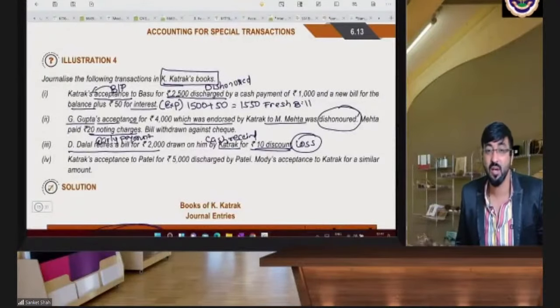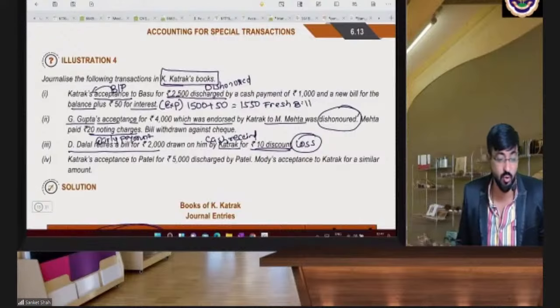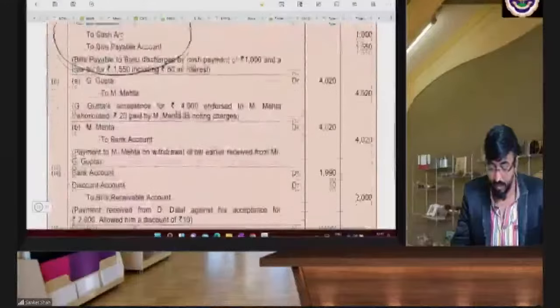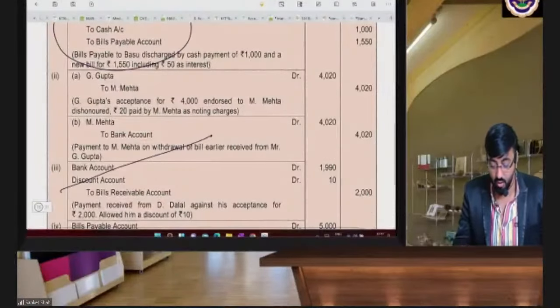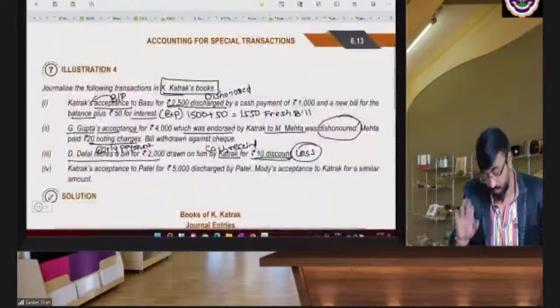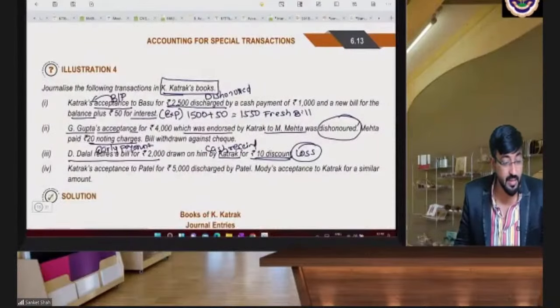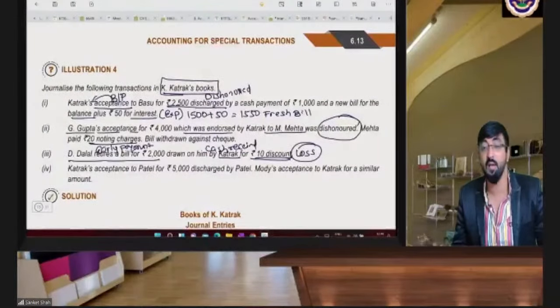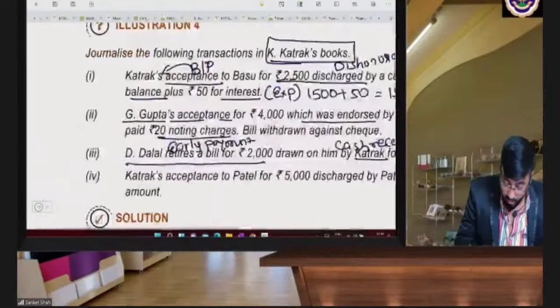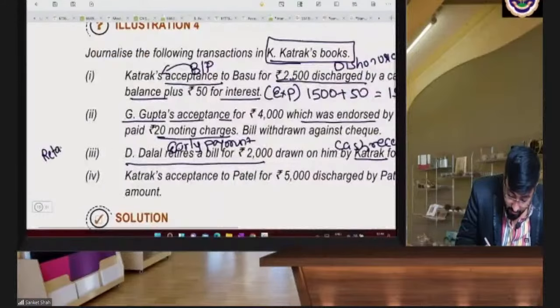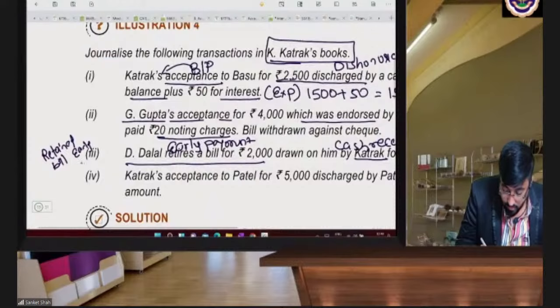So cash account debit, discount account debit to Dalal account. So it's very simple. Bank account debit, discount account debit to, sorry, bills receivable. Sorry, it's my mistake. It's a bills receivable account because it's a retired bill honor. So this is very simple. Retired bill, early payment received.